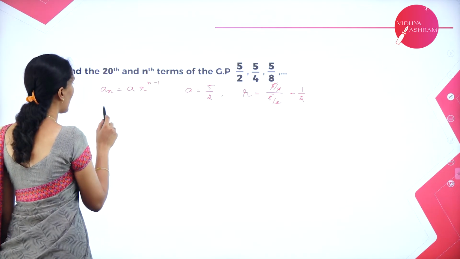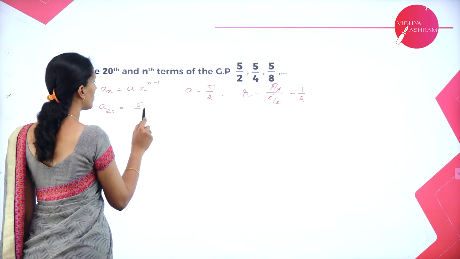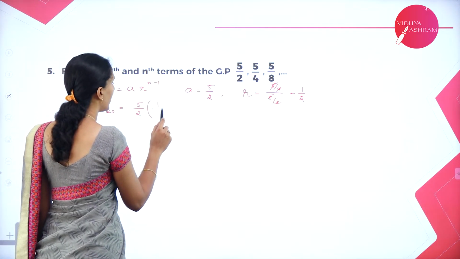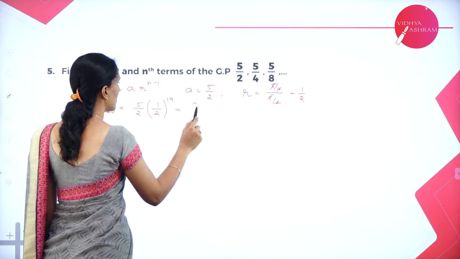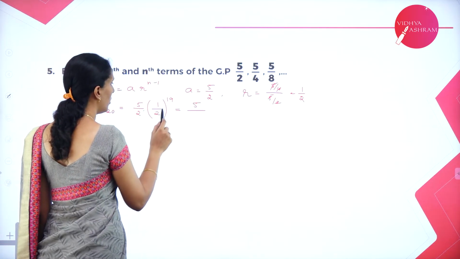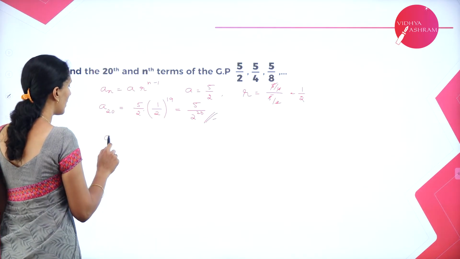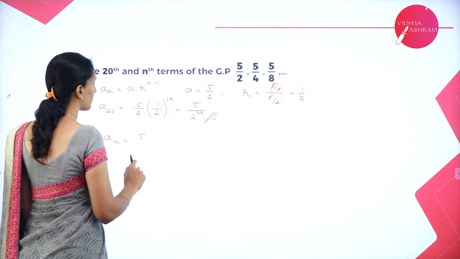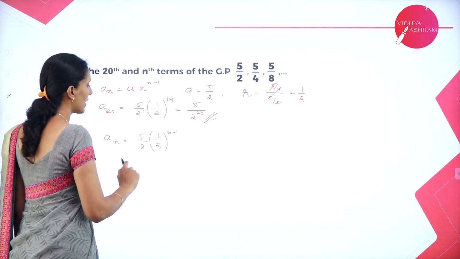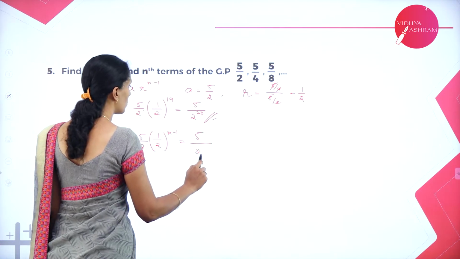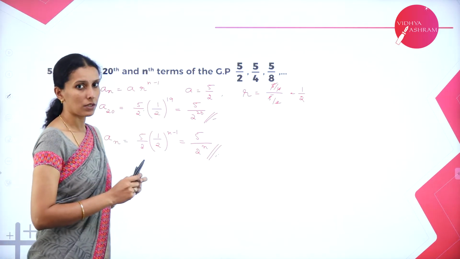So now let's calculate A20. A20 is equal to A, which is 5 by 2, times r, which is 1 by 2, to the power 20 minus 1, which is 19. This can be written as 5 divided by 2 power 20. So this is the 20th term. So in general, an can be written as 5 by 2 into 1 by 2 to the power n minus 1, which can be written as 5 divided by 2 power n. So this is the nth term of the GP and this is the 20th term of the GP.